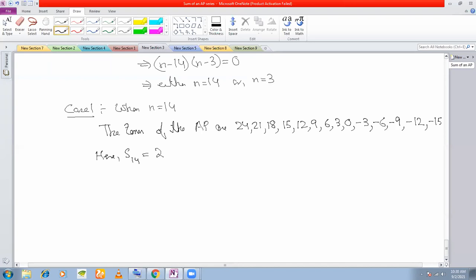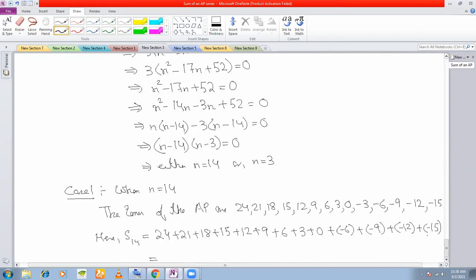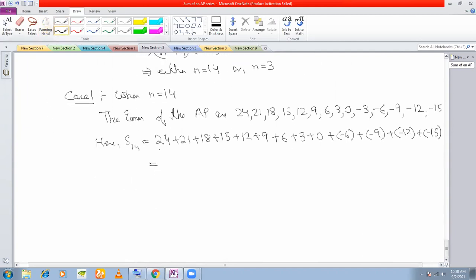S14 is equal to 24 plus 21 plus 18 plus 15 plus 12 plus 9 plus 6 plus 3 plus 0 plus minus 3 plus minus 6 plus minus 9 plus minus 12. Okay, which, if you see, will come to 78. So 14 terms are adding up to 78. Why are 14 terms adding up to 78? Because we are getting these negative terms. Whatever increment you are getting here, they are getting decreased here. So that is why they are adding up to 78.